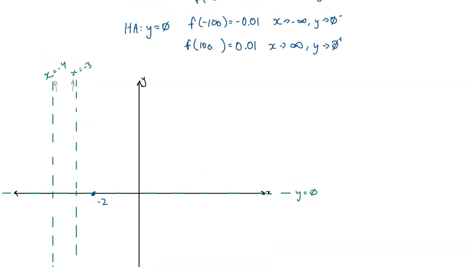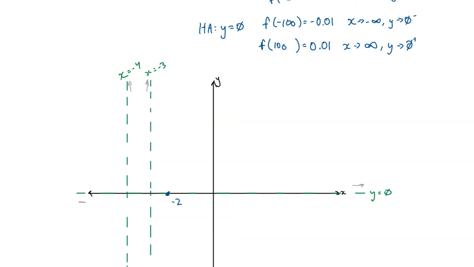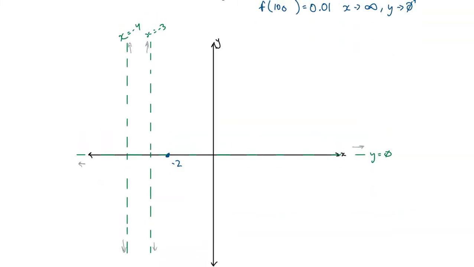Okay, to the left, we're below the asymptote, and to the right, we're above the asymptote. So to the right, I'm above. To the left, I'm below. And now I can start putting the pieces of the graph together. Everybody good?